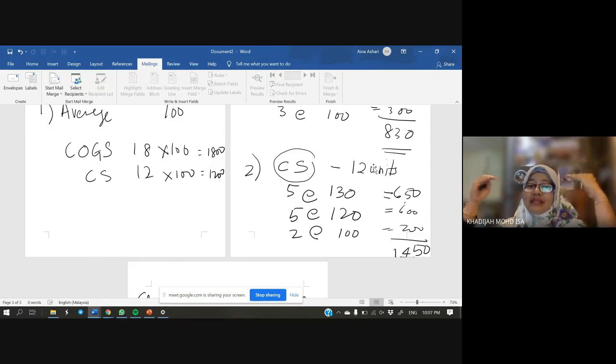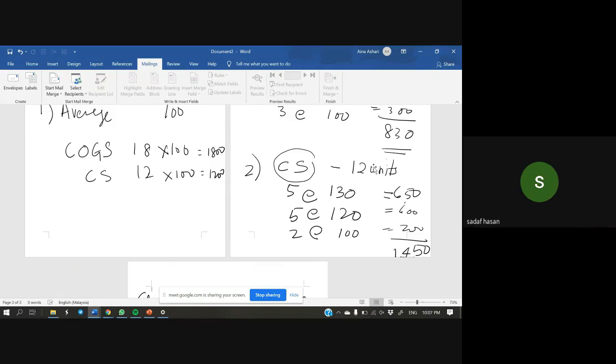Beginning inventory plus first purchases, all that. Does that make sense? Yes, ma'am. Okay, so you have to decide how to determine the COGS and your closing stock. Using perpetual, you use the table form. But for periodic, you have to use this formula. Can you see that, ma'am?